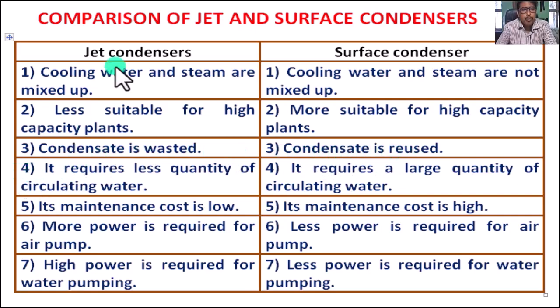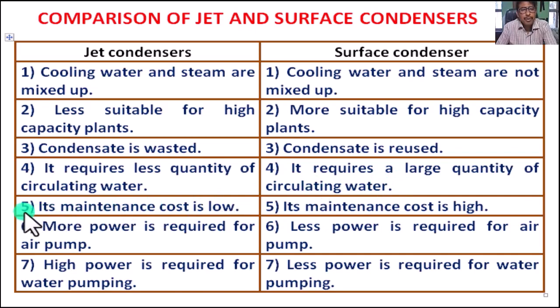Number 4, for jet condenser, it requires less quantity of circulating water as condensate and cooling water are in direct contact. Number 4, surface condenser, it requires a large quantity of circulating water as condensate and cooling water are not in direct contact, only surface contact, steam inside the tube and cooling water outside the tube.